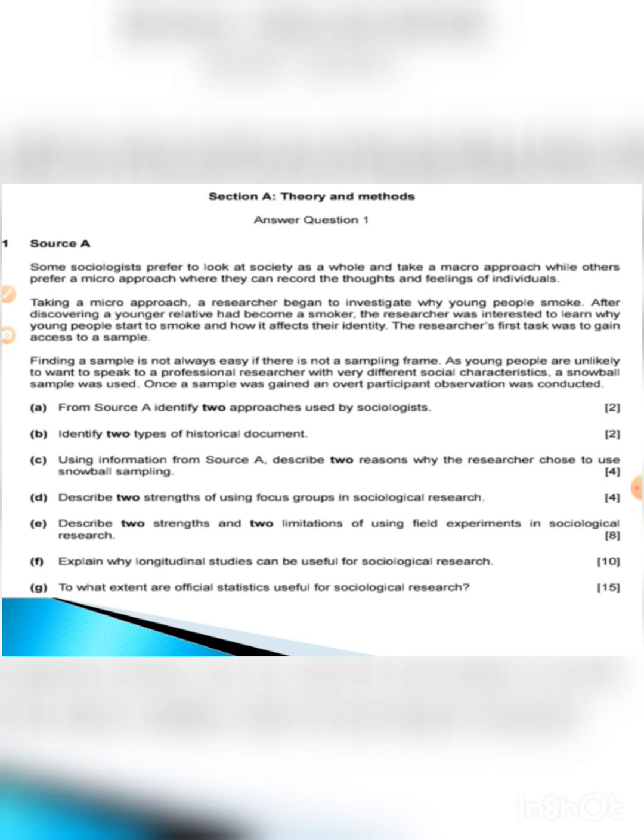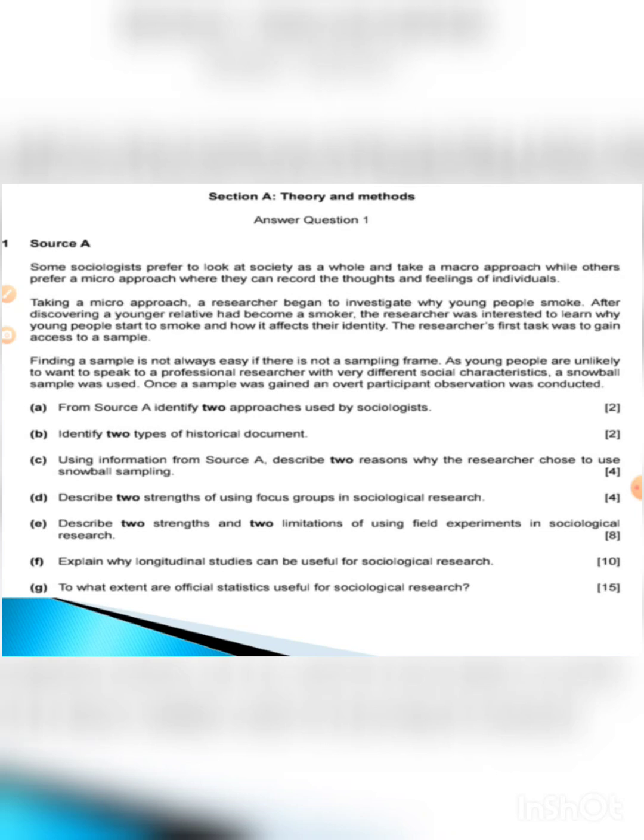So basically, if you are a sociologist, you can either go for a macro approach or a micro approach. It also varies. You can use triangulation, if you have studied it in sociology, where you combine two research methods and then conduct your research. But typically you have two approaches: first is a micro approach, and then a macro approach. So you can choose any one.